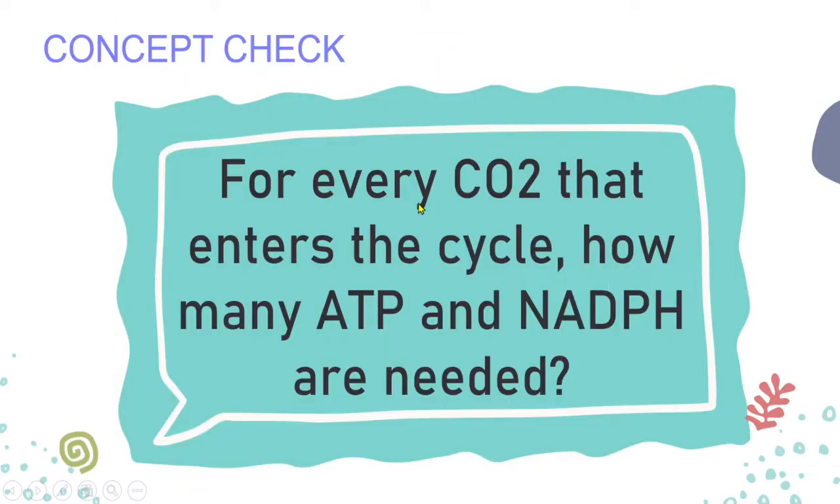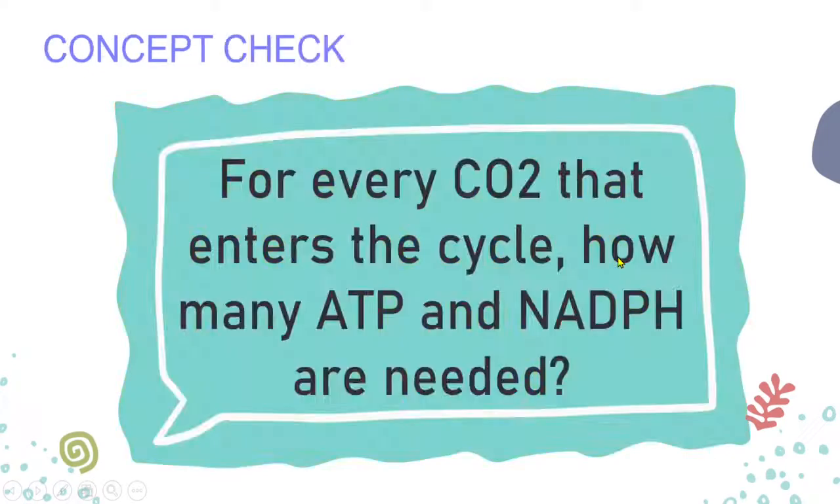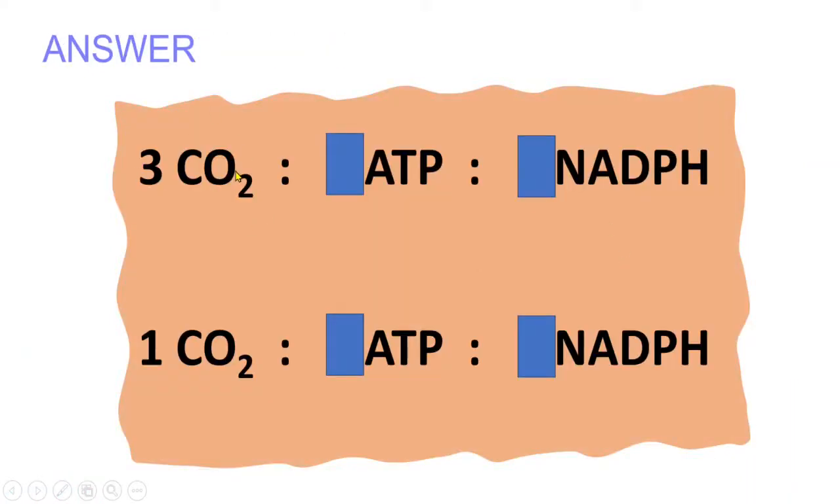Another question: for every carbon dioxide that enters the cycle, how many ATP and NADPH are needed? As we have already taken note of, the answer is, for 3 carbon dioxide that entered the cycle, 6 ATP plus 3 ATPs are needed, a total of 9. So for every 3 carbon dioxide, 9 ATPs are used. And for every 3 carbon dioxide, 6 NADPH is needed or used. That is why for every 3 carbon dioxide you will have 9 ATP and 6 NADPH.